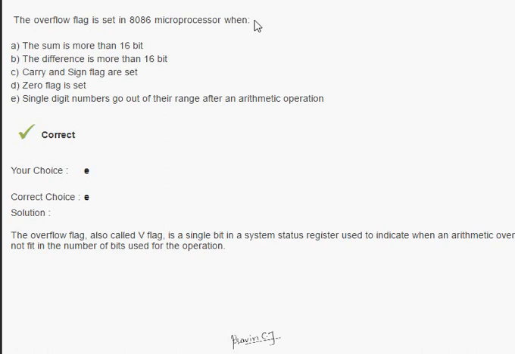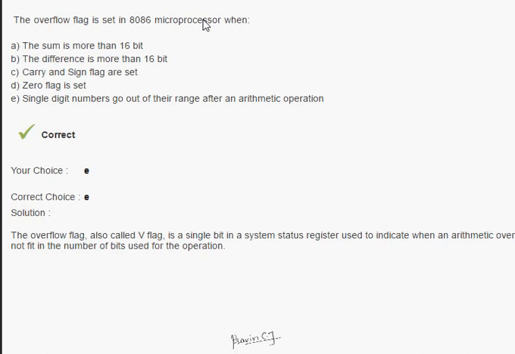Actually, this is the most important term, the overflow flag, which is also called the V flag. It is a single bit in a system status register used to indicate when an arithmetic overflow has occurred in an operation, indicating that the signed 2's complement result would not fit in the number of bits used for the operation. It means a very simple thing, that the 2's complement result would not fit in the number of bits used in the operation. For that purpose the overflow flag is used, and that is set in the 8086 microprocessor.